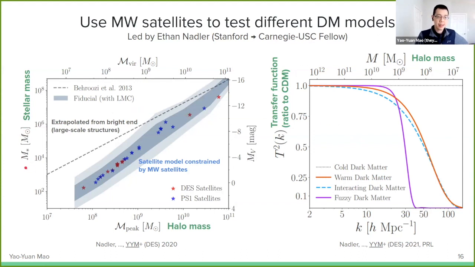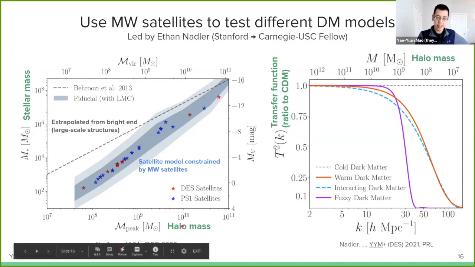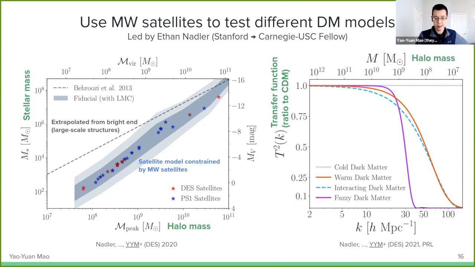On the left, you can see what the model predicts for the stellar mass to halo mass relation for the Milky Way satellites. To read this plot: the smallest satellite we discovered in the Milky Way has about 200 solar masses in stellar mass, and we predict its halo mass is probably about 5 or 6 times 10 to the 7. You can see this is larger than if I naively extrapolate a fit from the bright large scale structure.